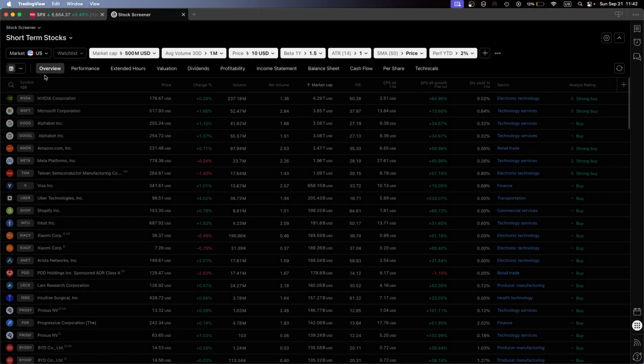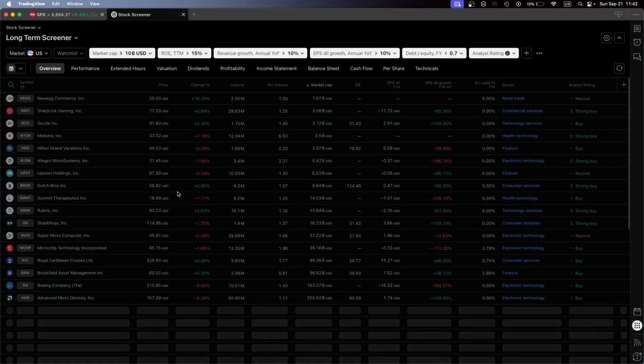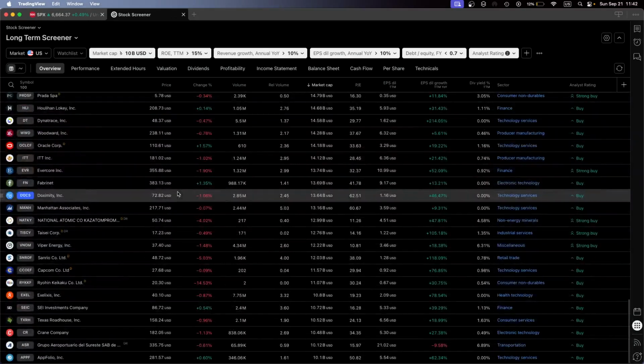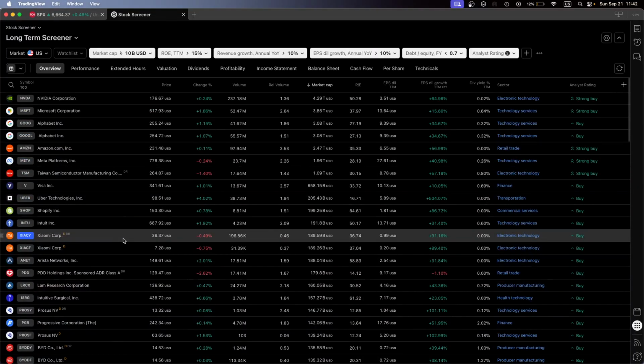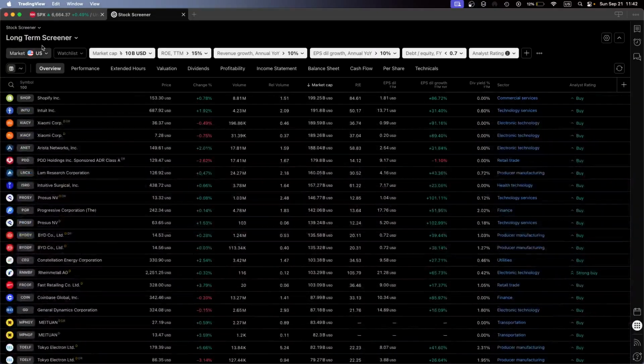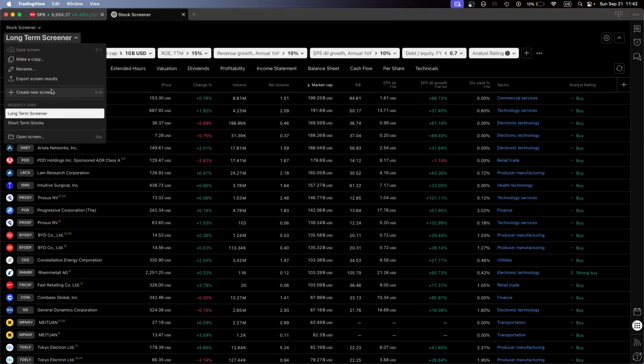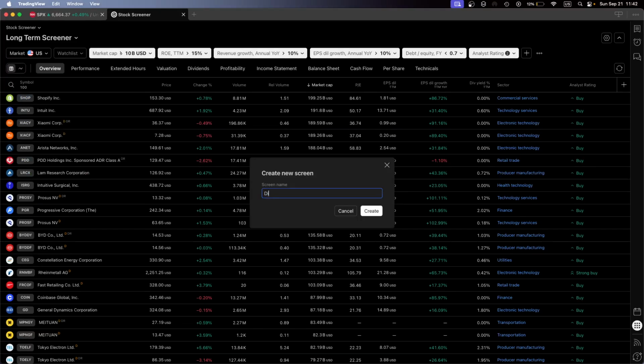So now we have short term and then we have long term. So long term, there is quite a number of it. And then let's move on to the next one, which is dividend income screener.